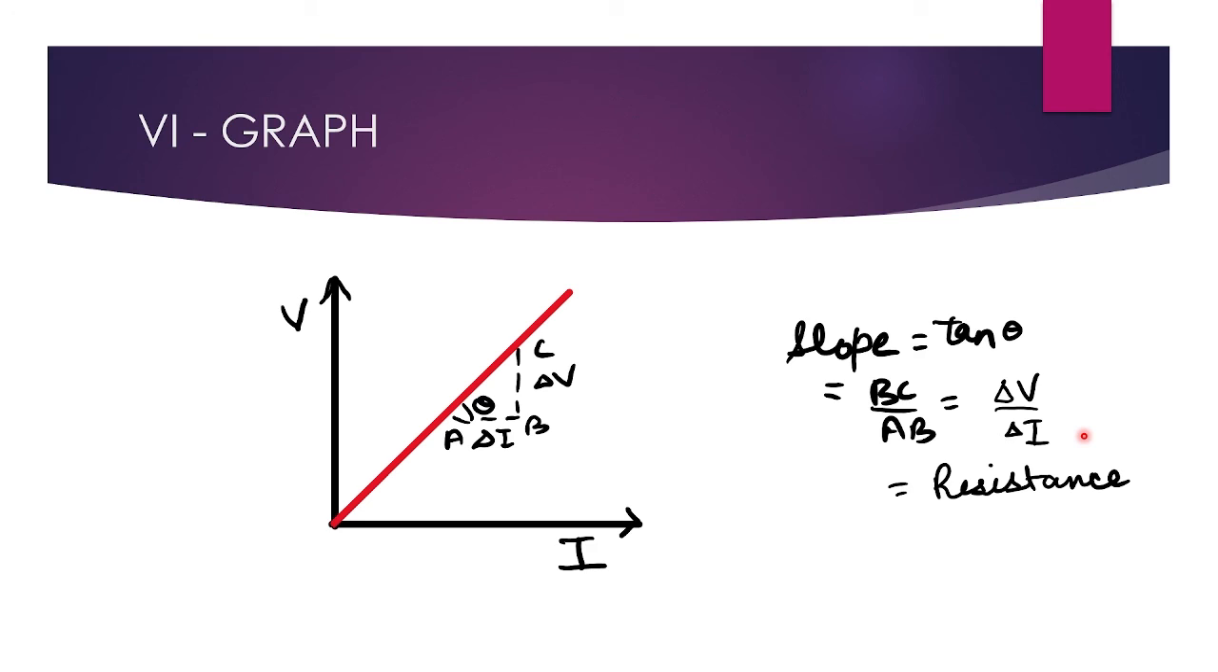Now, this question comes in the other form also. Suppose instead of a VI graph, it is an IV graph, then what will change? If I put I here and V here, then delta I, the variation in I, will be the perpendicular and V will be the base. So the slope will become I upon V, that is 1 upon resistance. So the slope of a VI graph gives you resistance, but if it is an IV graph, it will give you 1 upon resistance. Thank you.